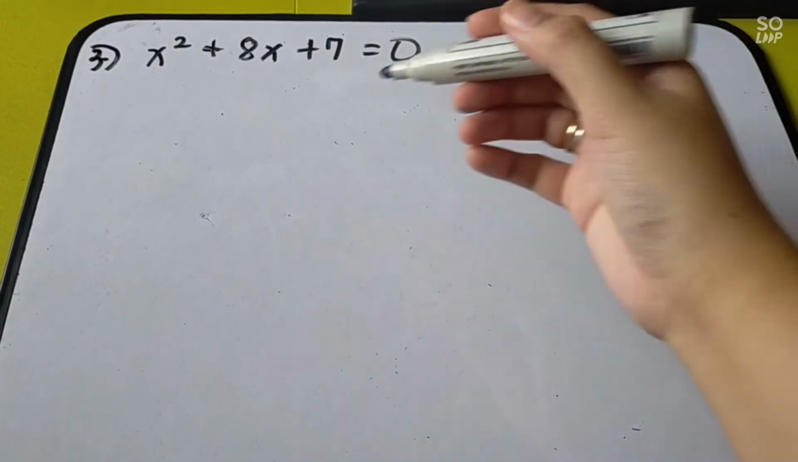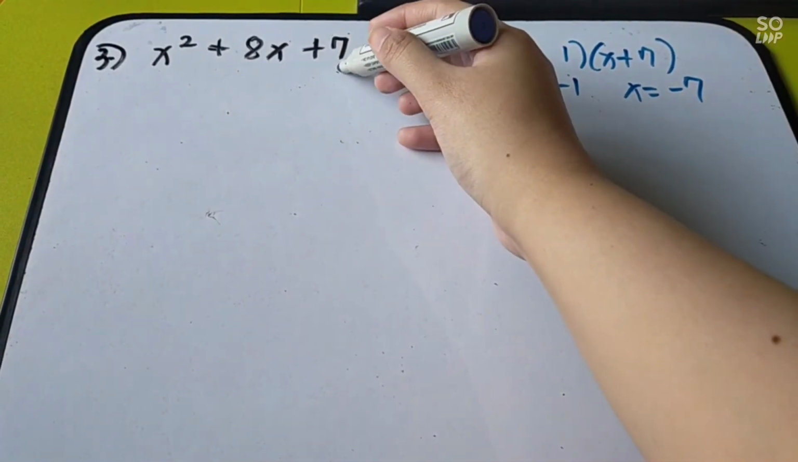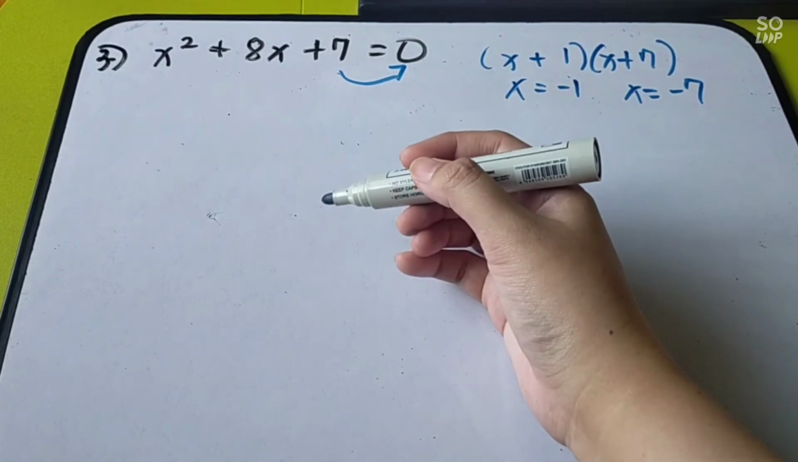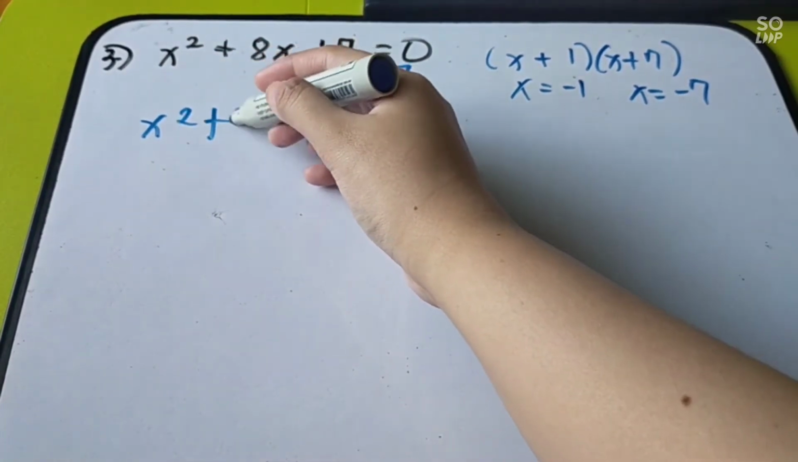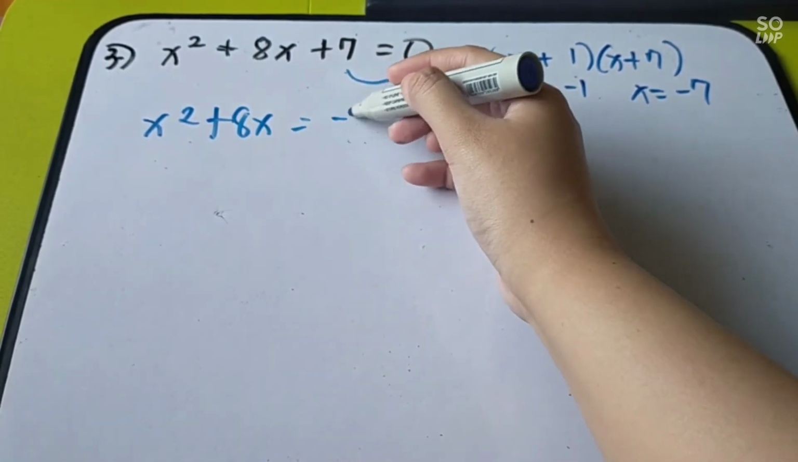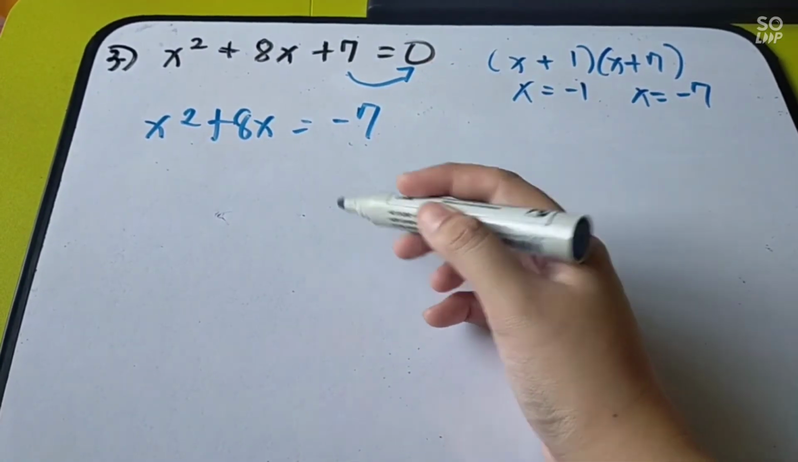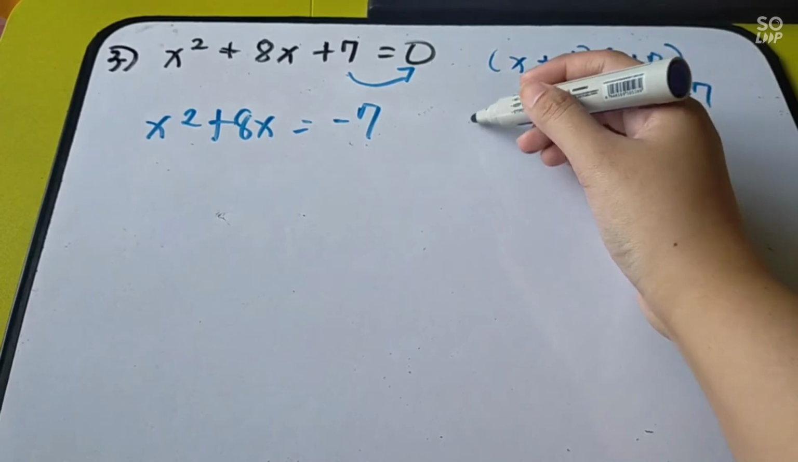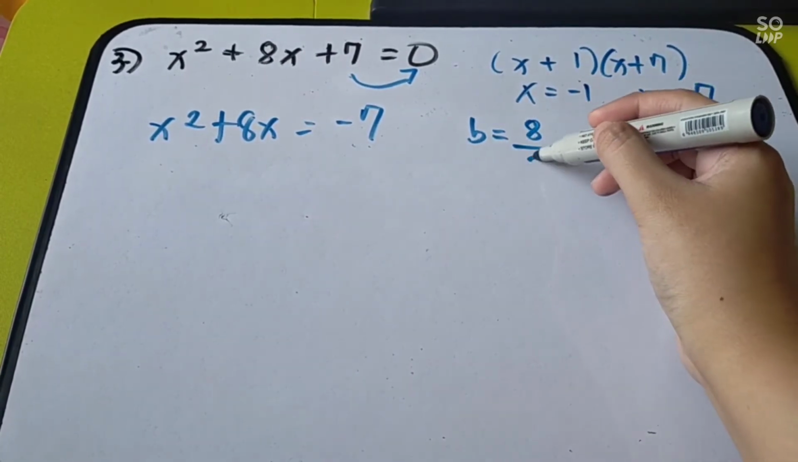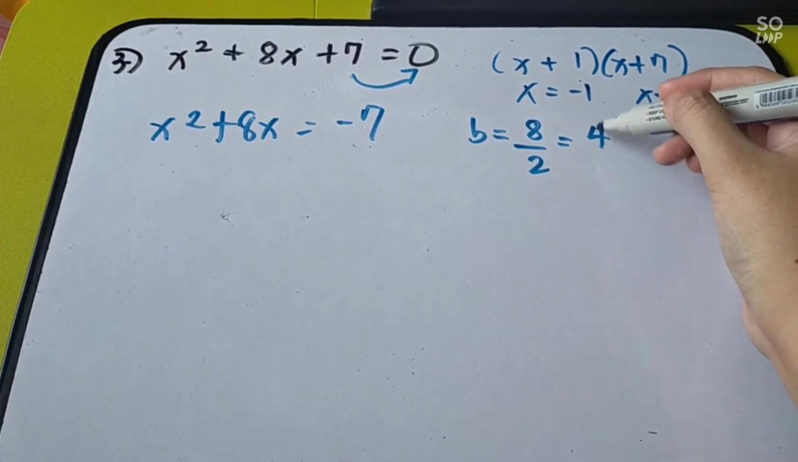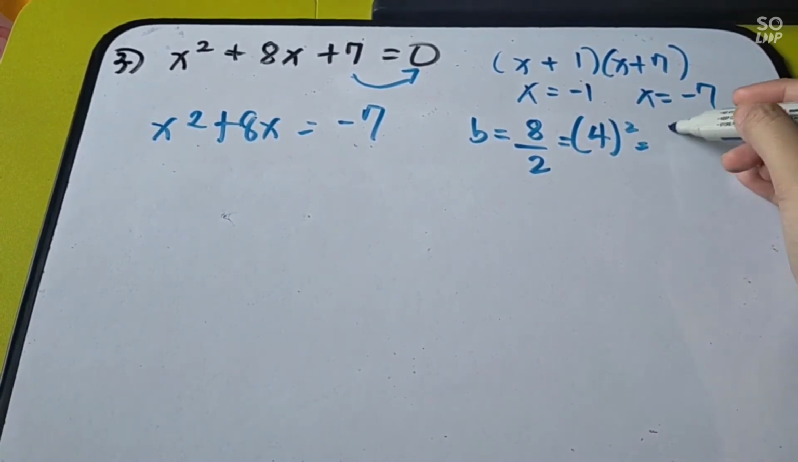So, first step, here, we are going to transpose positive 7 to the other side. So, it becomes x squared plus 8x is equal to negative 7. Then, afterwards, let us complete the square. Let us find for b. Ang b natin, we have here 8. Divide it into 2, the answer is 4. Then, squared mo lang to, the answer is 16.